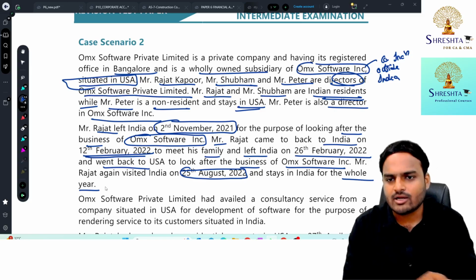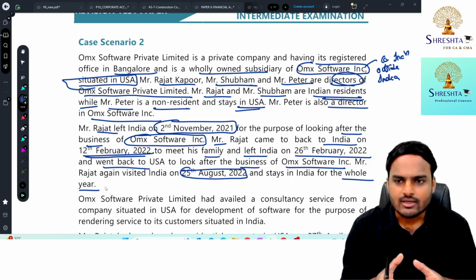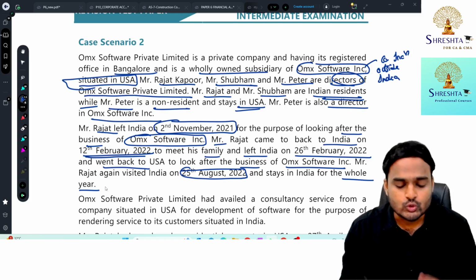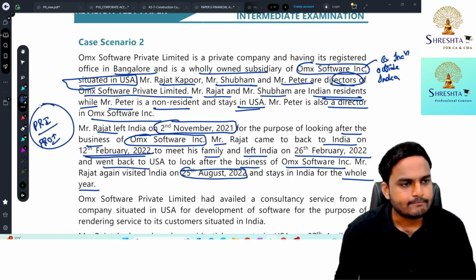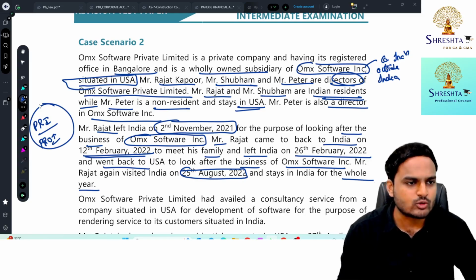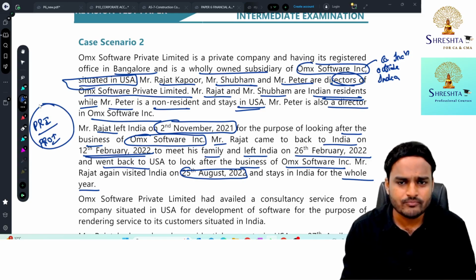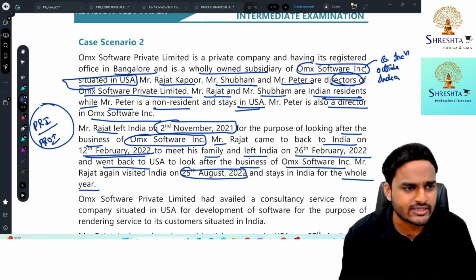So reading this paragraph, they are going to test you with respect to person resident in India and person resident outside India. So what is the general rule in order to call a person as person resident in India?